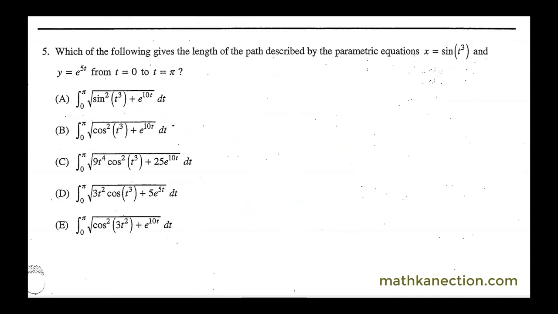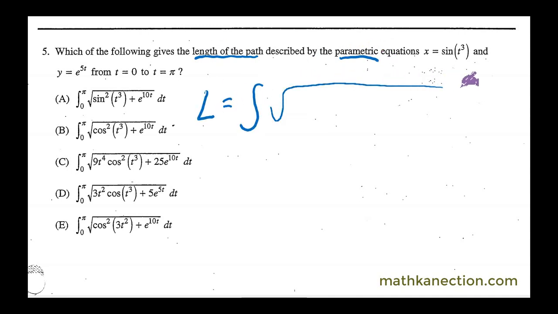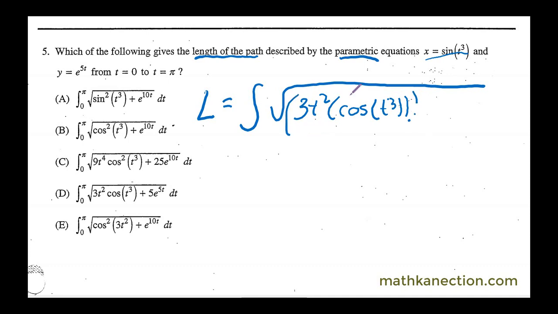Problem number 5 is another quick one where it asks us to find the length of the path of the curve, but those are parametric equations, so I'm going to need the integral of the square root of dx dt squared plus dy dt squared. So x was given as sine of t cubed, derivative of that's going to be 3t squared times the cosine of t cubed, and all of that is getting squared, plus the derivative of e to the 5t is going to be 5e to the 5t, and again, all that's getting squared. This is going to be the integral from 0 to pi.